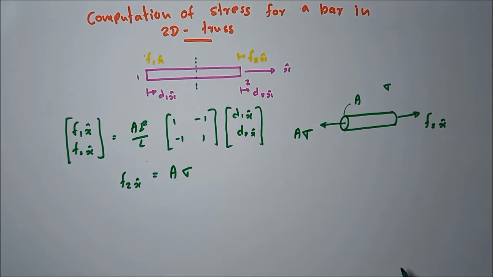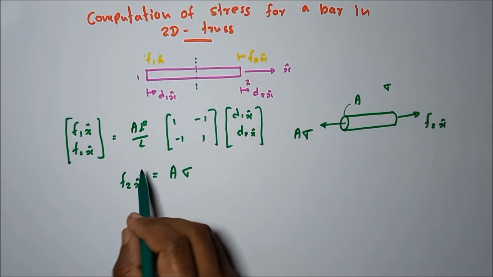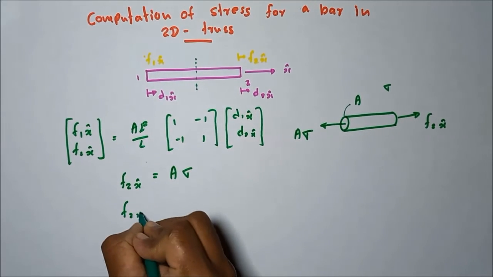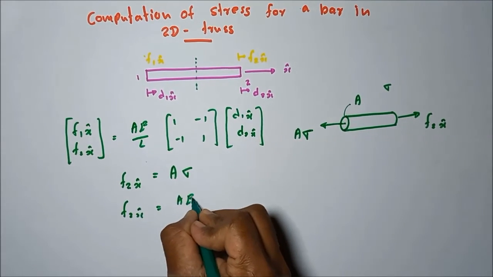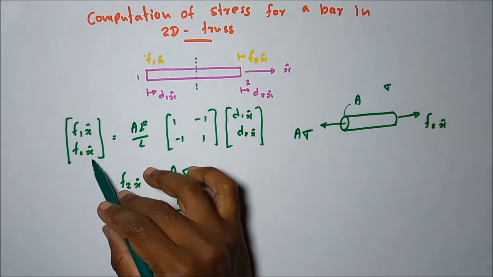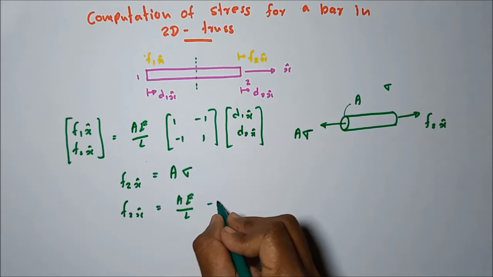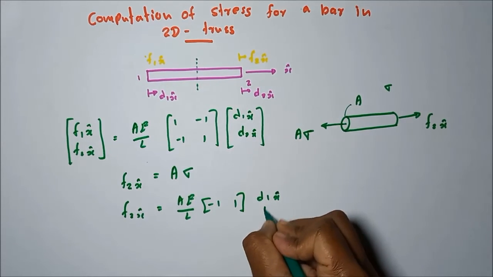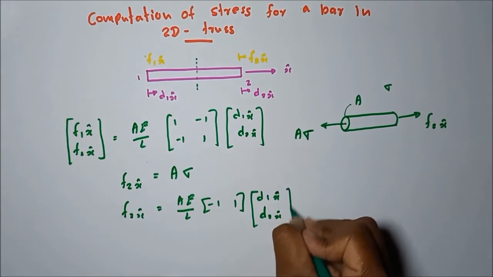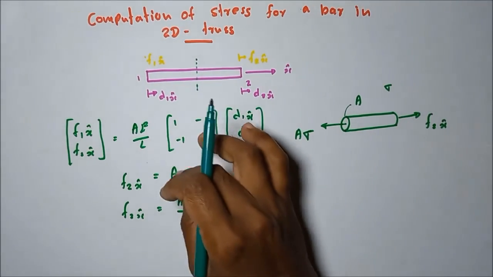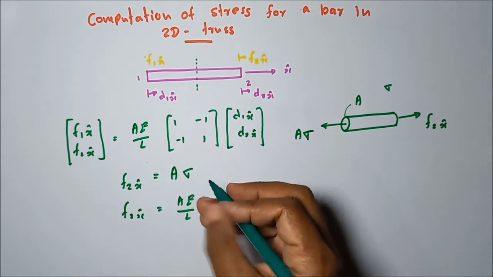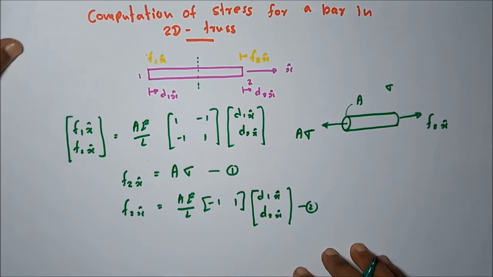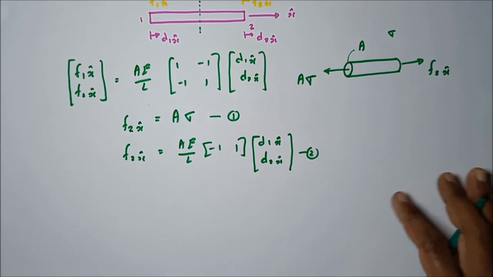Then from this equation, what is F2 x hat? From the element equation, F2 x hat is equal to AE divided by L times [-1 1] times d1 x hat, d2 x hat. So from considering the equilibrium, we have obtained this equation. Let's call this equation 1 and equation 2. From equations 1 and 2, by equating the right hand sides, we obtain this equation.